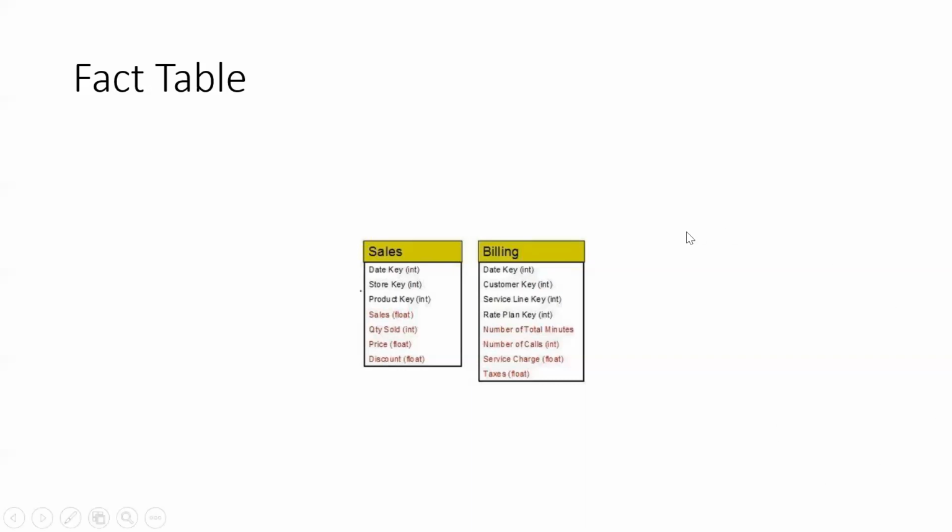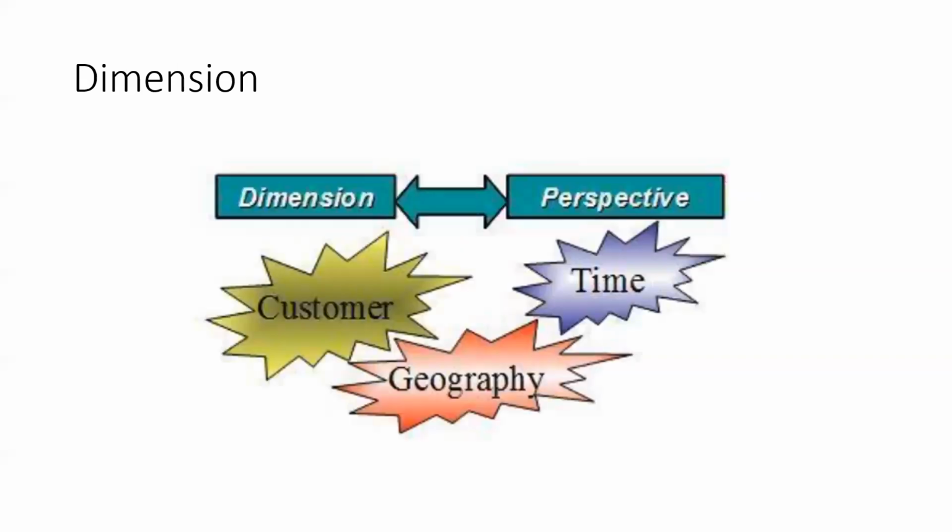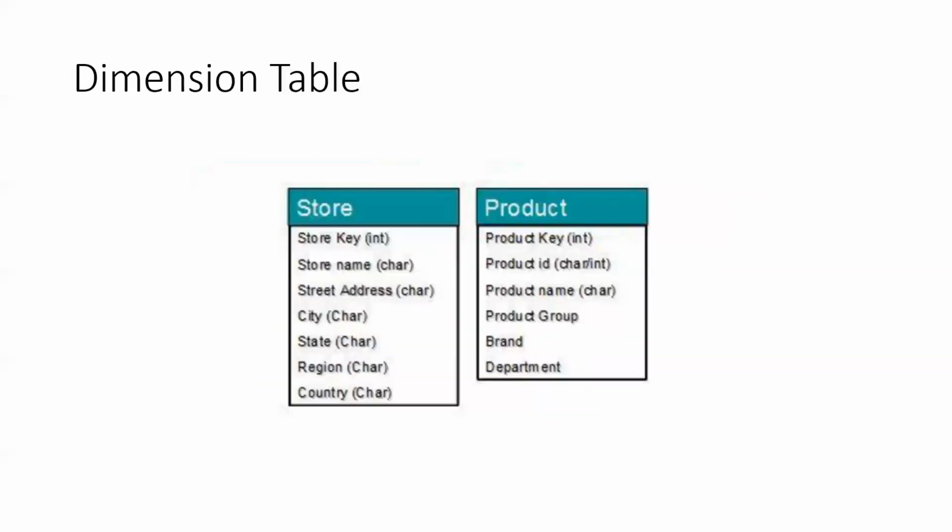Now coming to the dimension, what is a dimension? A dimension is the thing where we can get the answers if we ask questions like who, what, when, where in the data. If we ask this kind of question, with keywords like who, what, whatever answer I receive, that is the dimension. Okay. And just a quick example: maybe store is a dimension. Store table is a dimension table. Product table is a dimension table.